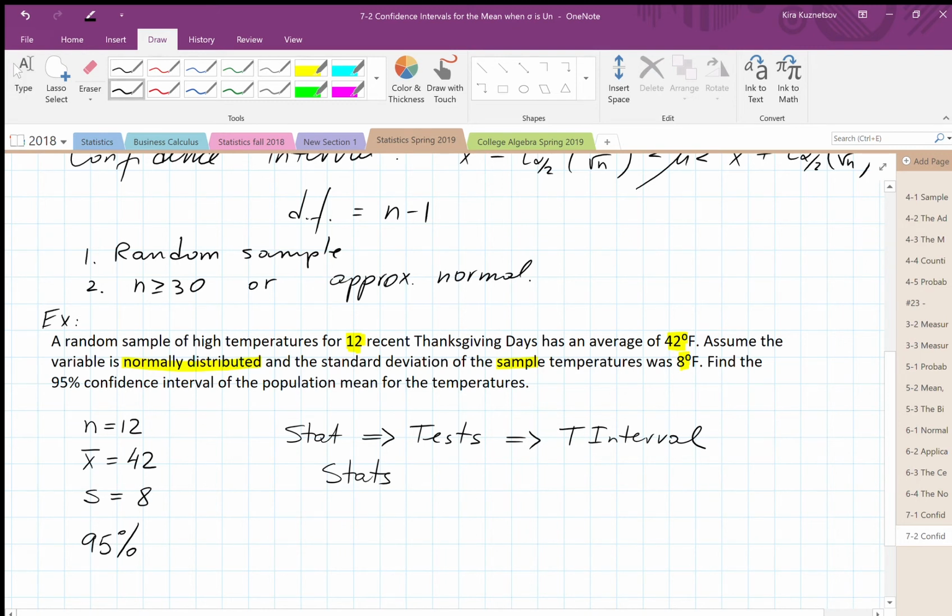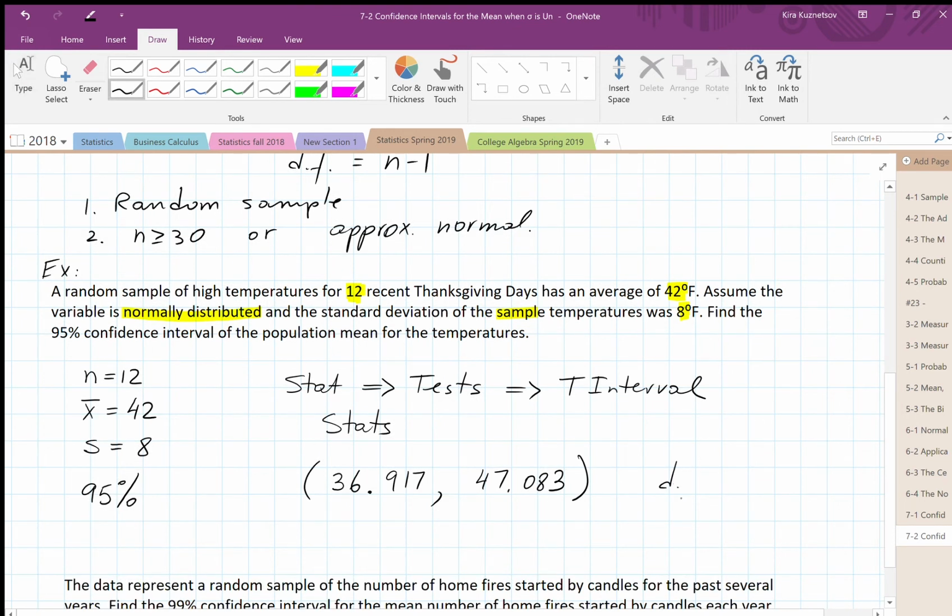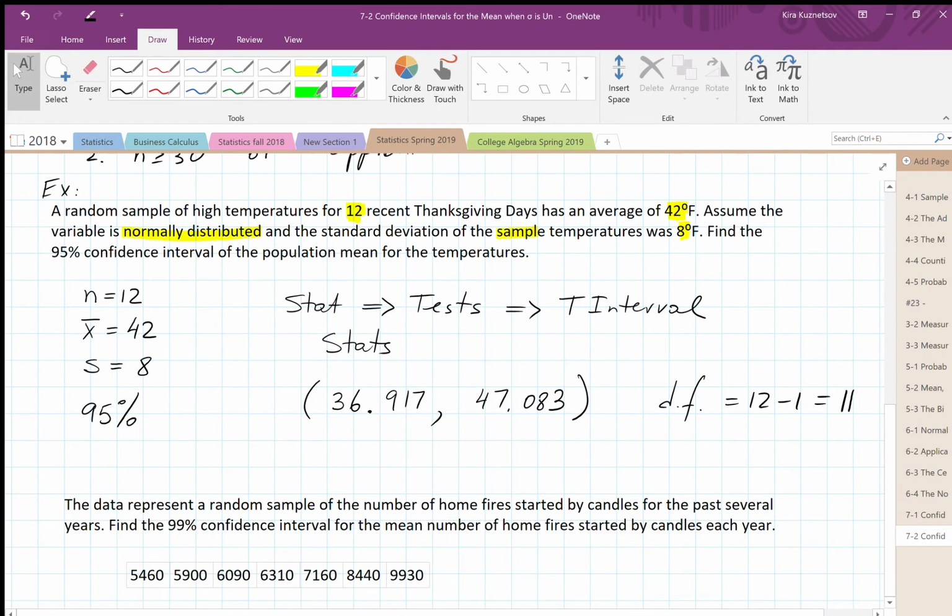What you want to write down is the actual interval. Sorry, that's not a comma, that's a point. So 36.917, comma, 47.083. This is the interval that my calculator spit out. What you also want to include is the degree of freedom, which is 12 minus 1, which is 11.